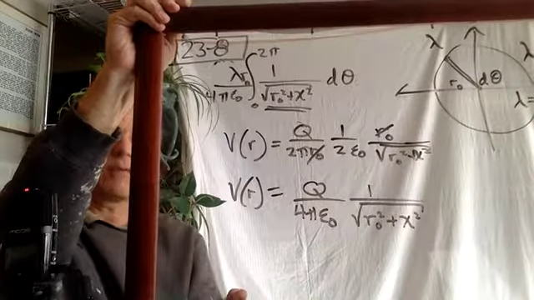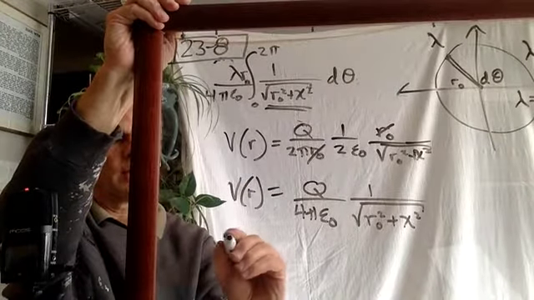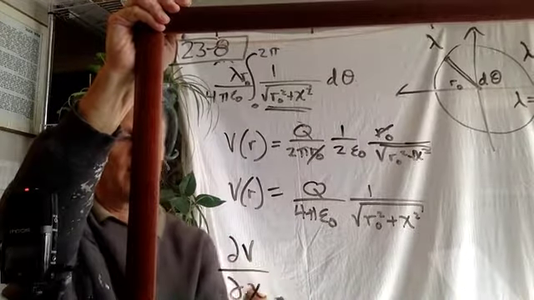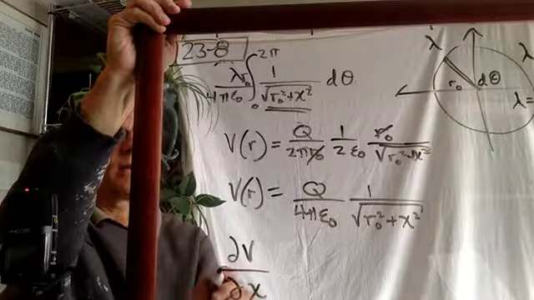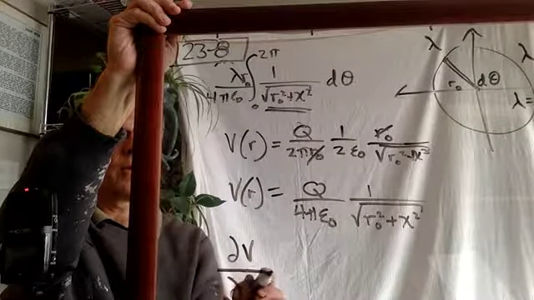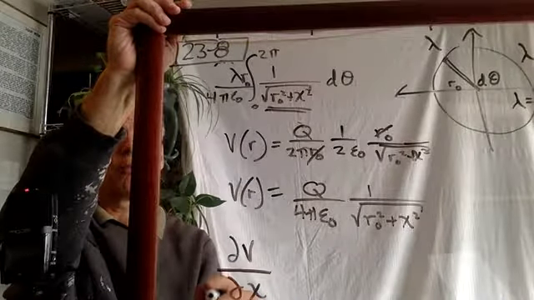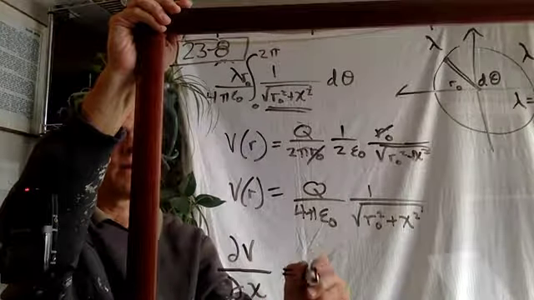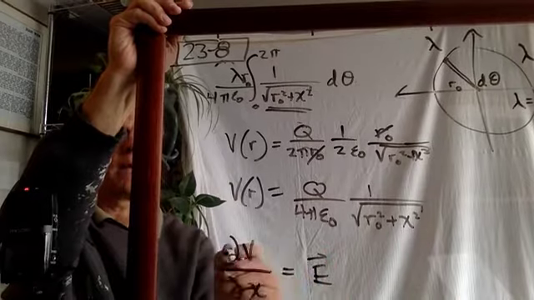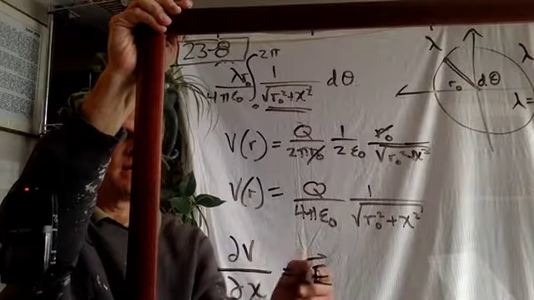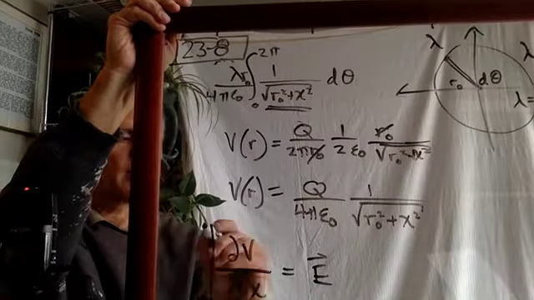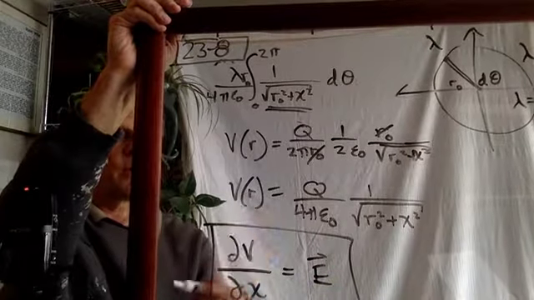It might be interesting for you to do this, dV dx, and see what expression you come up with. What should this be? Well, this should be an expression for the electric field, right? The gradient of V is an expression for the electric field. So I'm going to leave that for you guys to do.